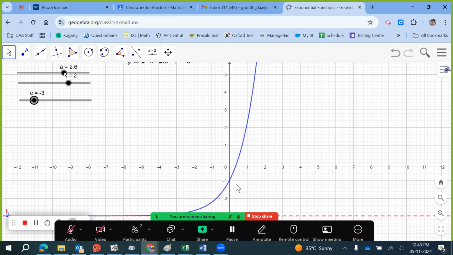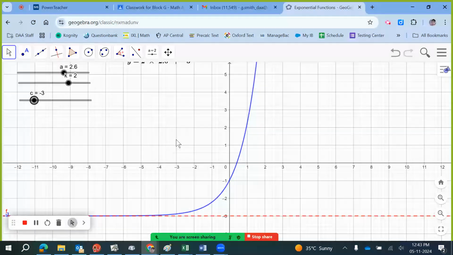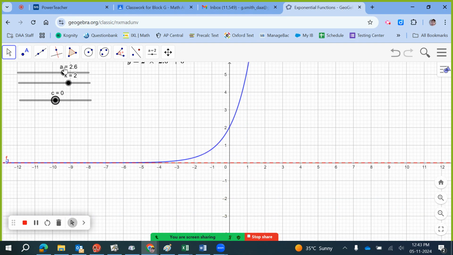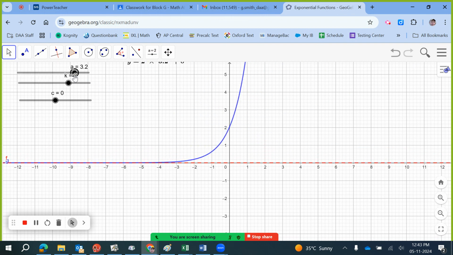So looking for the y-intercept now. The y-intercept here is minus 1. What affects it? Let me bring this back up. I'll start by wiggling A. The y-intercept is at 2, and if I wiggle A, it doesn't change the y-intercept. A has no effect on the y-intercept. If I change K, oh, the y-intercept's changing. So I've got 4 when I have K equal to 4. I've got 3 when I have K equal to 3.